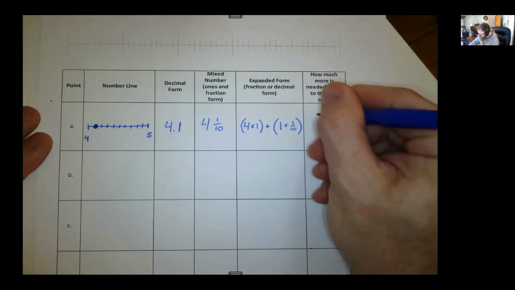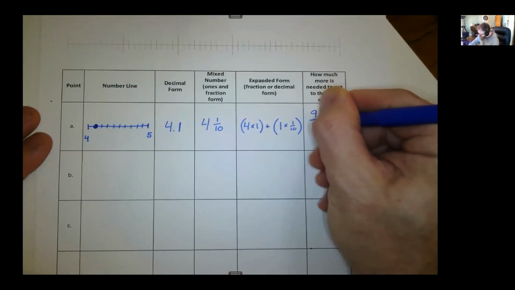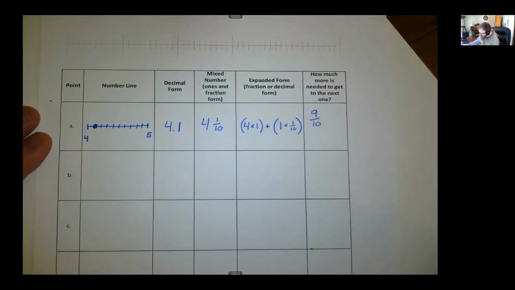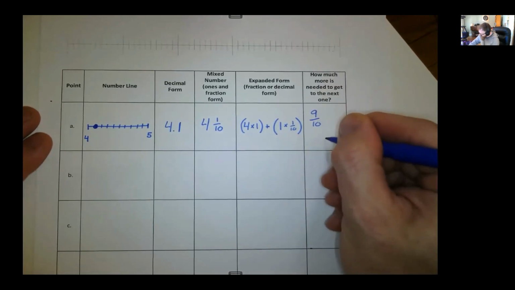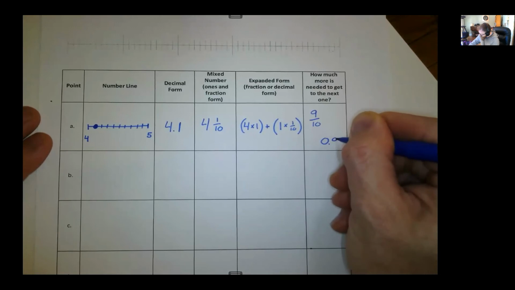So 9/10 is the distance needed to get to the next one. That can also be written as a decimal, 0.9.